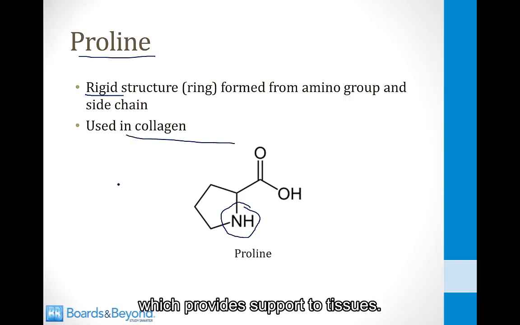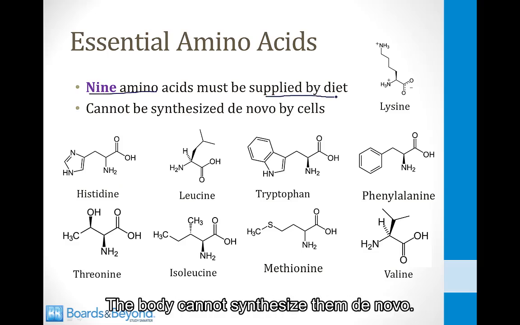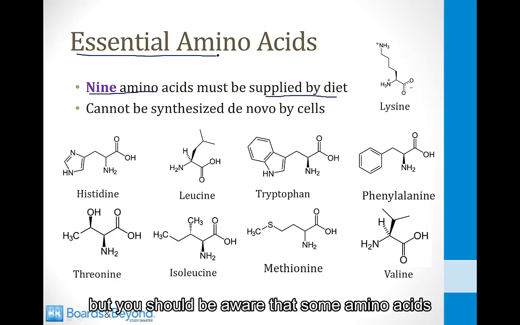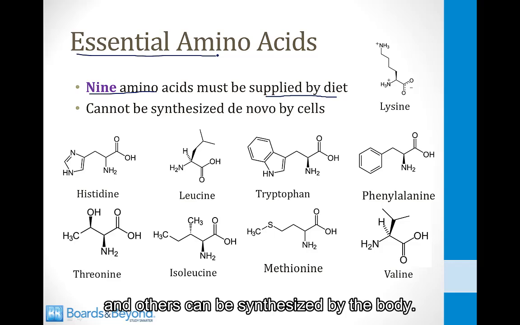There are 9 amino acids that must be supplied by the diet. The body cannot synthesize them de novo, and these are called essential amino acids. I think it's relatively low yield to memorize the names of all these, but you should be aware that some amino acids must come from the diet and others can be synthesized by the body.